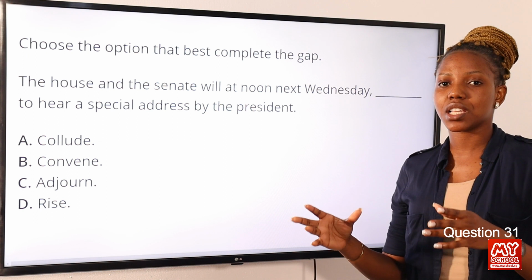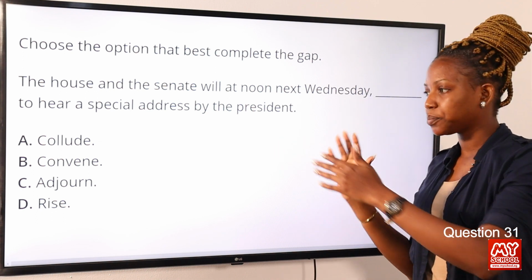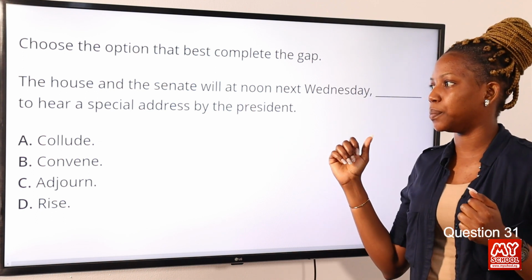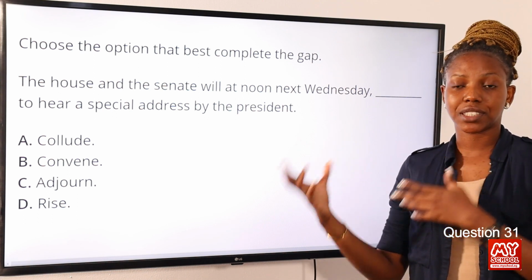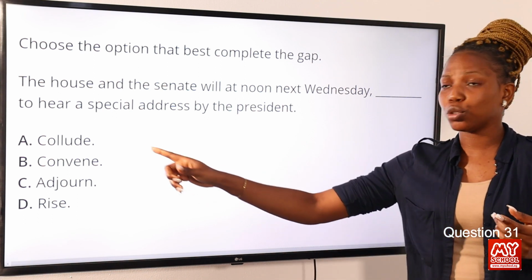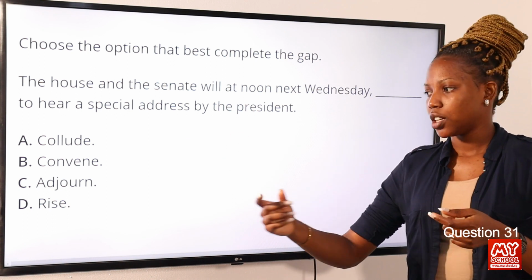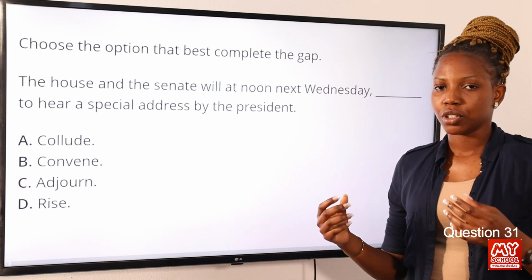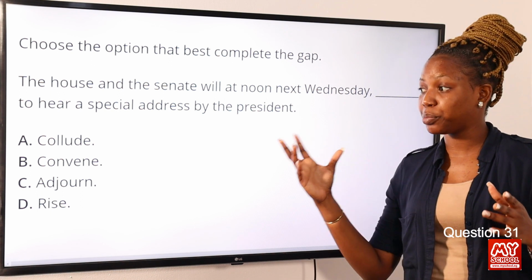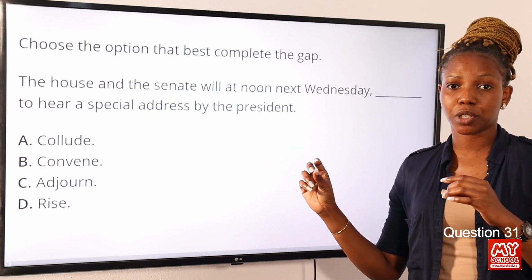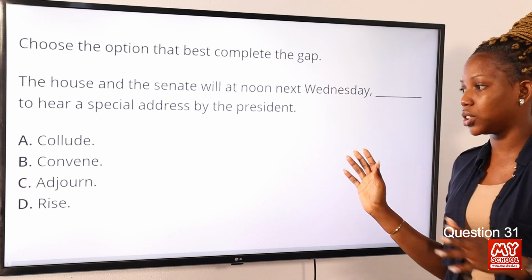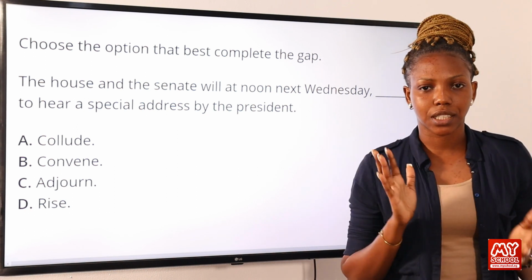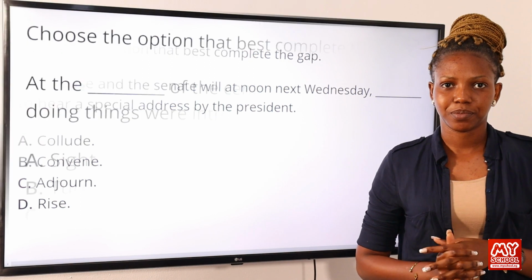The meaning of the word is appropriate for this context because it has to do with addressing the House of Representatives and Senate by the President. Collude here means to conspire. Adjourn is to postpone. So we can see from this that option B is the best answer to this question because it correctly fills in the gap. So option B is the correct answer to this question.